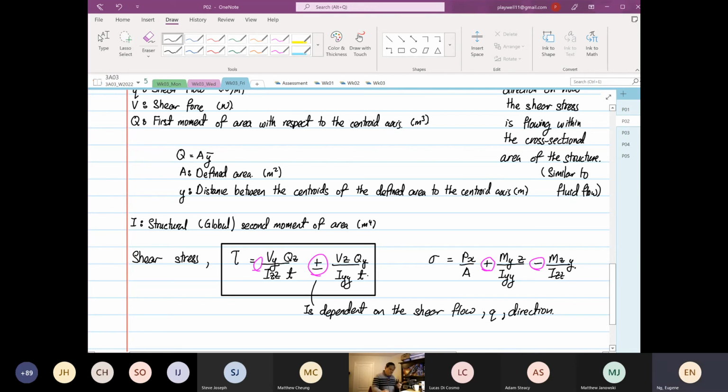So how do you remember this formula? I usually use this to remember. For moment, when it's My, you divide by Iyy. Mz is divided by Izz. For shear stress or shear flow, Vy you divide by what? Izz multiplied by what? Qz. When it's Vz, you divide by Iyy multiplied by Qy. Completely opposite from your bending moment.